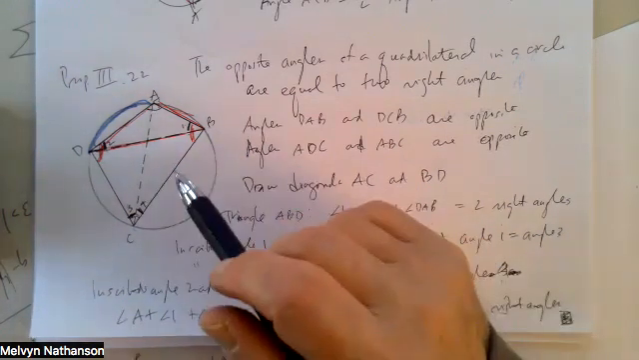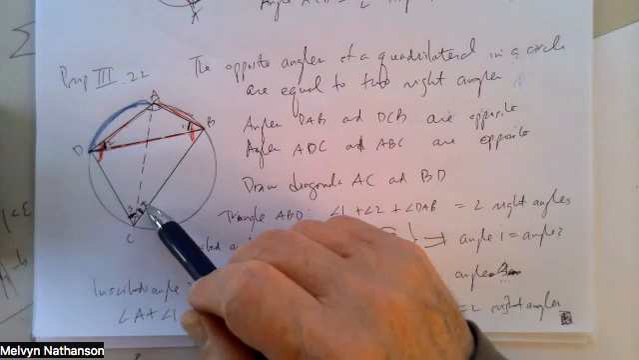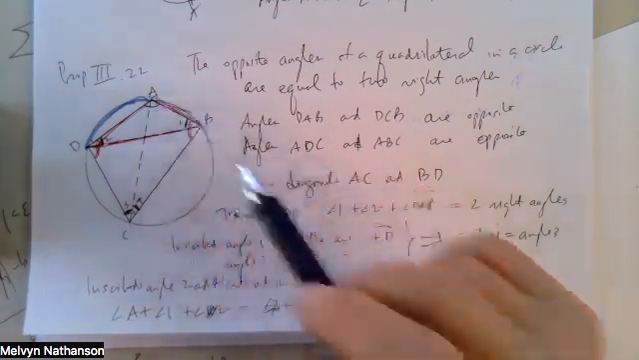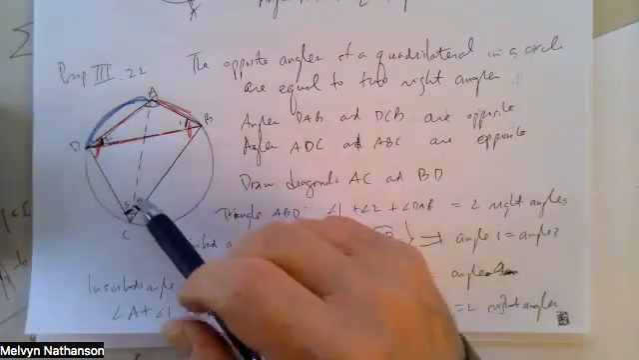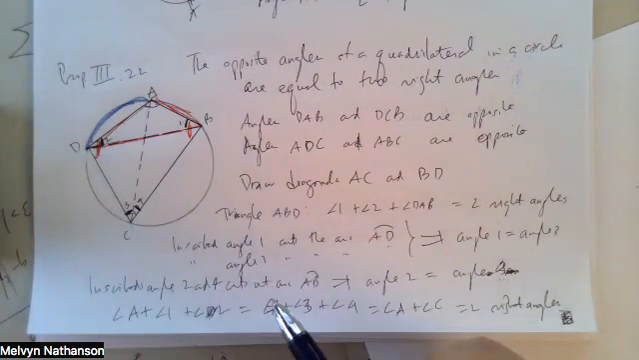And the same type of argument shows that angle 2 and angle 4 are equal because they both cut out the same arc of the circle, the arc from A to B. So angle 2 equals angle 4. So 1 equals 3 and 2 equals 4. That's what's going on.